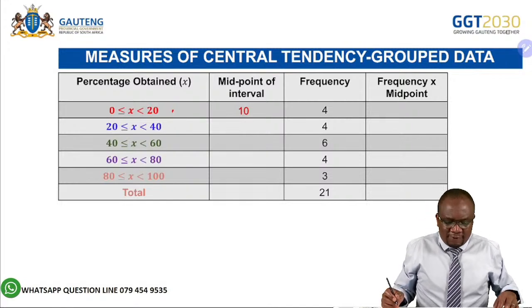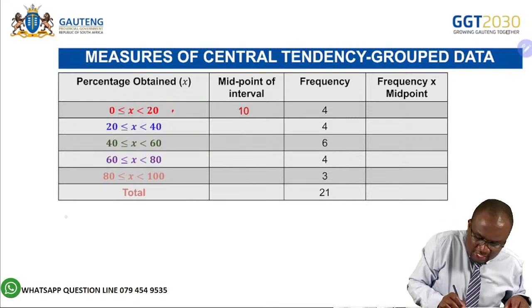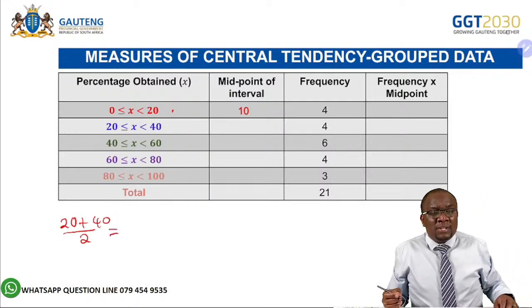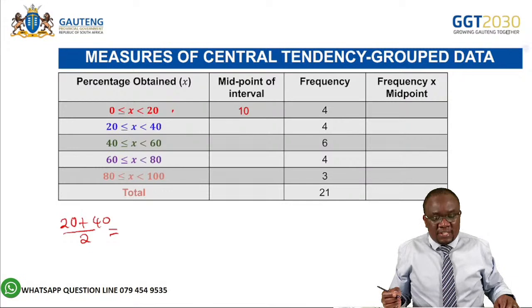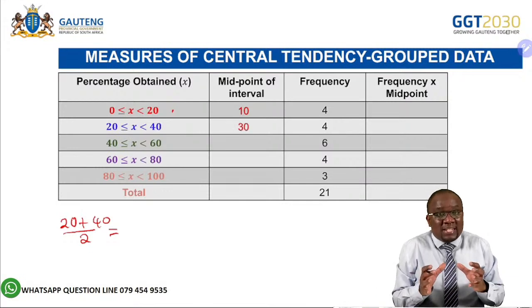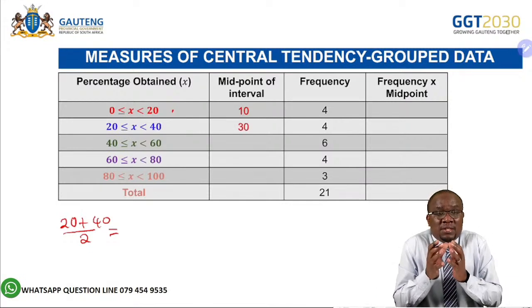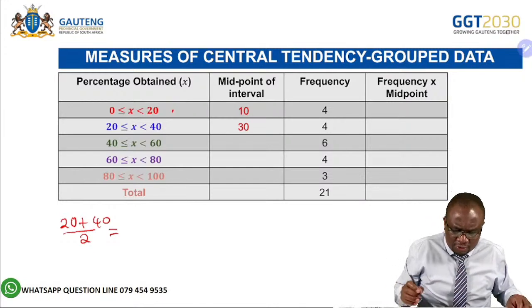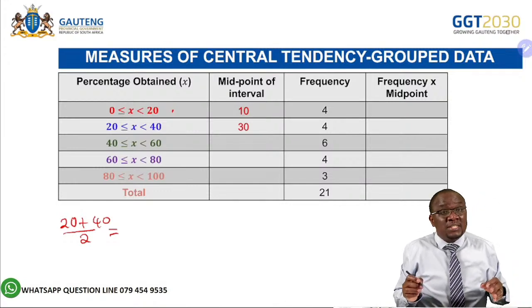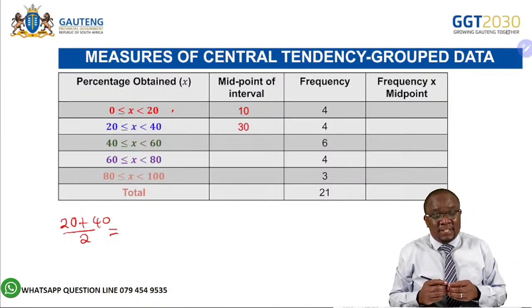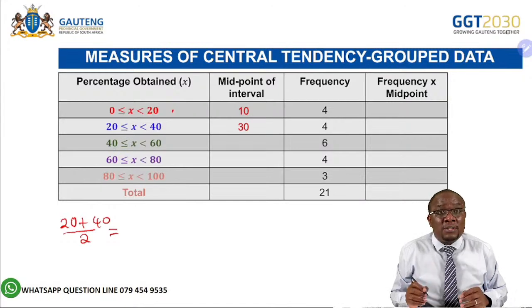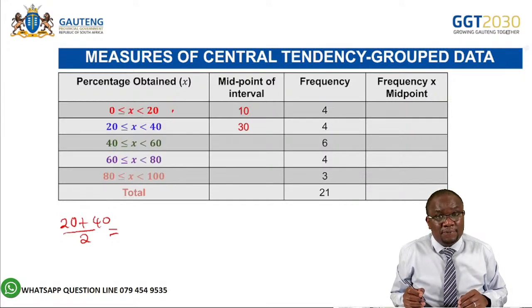Then we go to the second class interval. Just find the midpoint here. You say 20 plus 40 divided by 2. That's how we do it. The midpoint is going to be 30. So we're assuming that all these four learners got 30% each. We go to 40 plus 60, which is 100. 100 divided by 2 is 50. So assuming that these six learners, each of them got 50%.